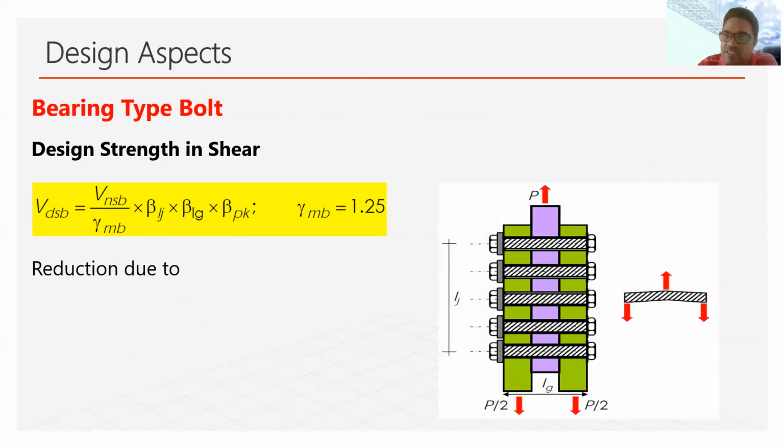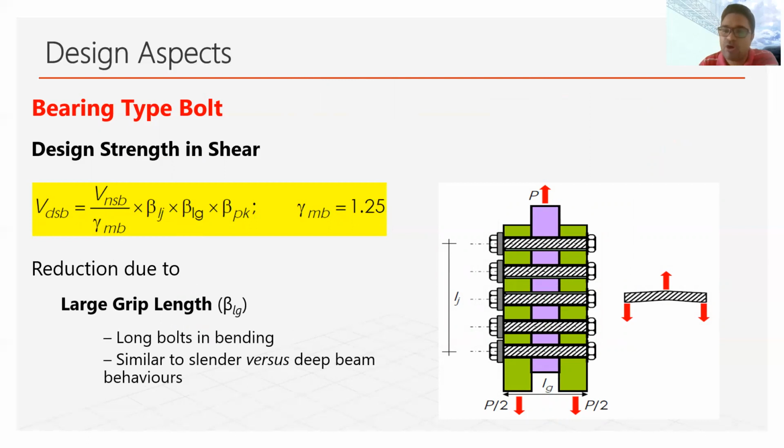Now coming to another reduction factor, which is beta Lg. What does beta Lg count? It counts the effect of grip. When there is a large grip length, there are possibilities that the bolt may also be experiencing bending effect. So if the grip is large, this is the grip length.